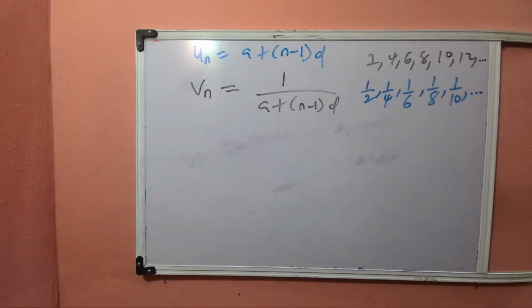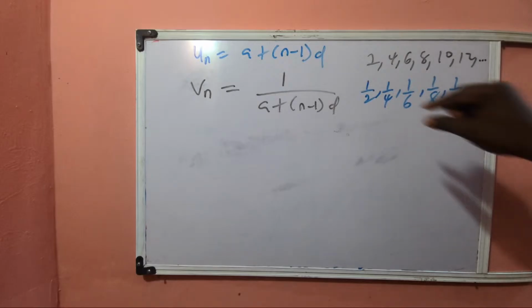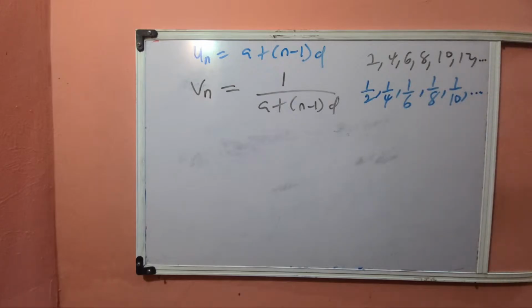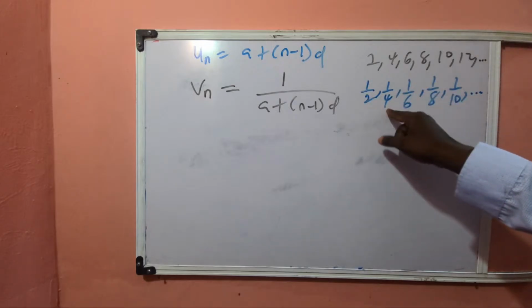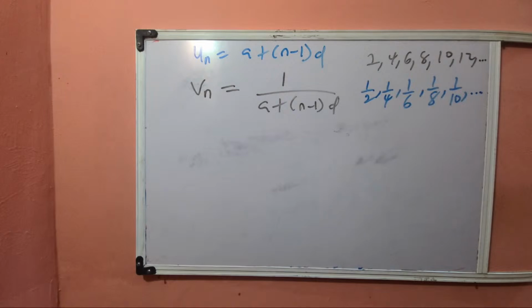All you need to remember in harmonic sequence is that the denominator of a harmonic sequence will form an AP. The denominator of a harmonic sequence will always form an AP. So whatever you've known about an AP, all you need to do is just bring it back to a situation where you had 1 over that.